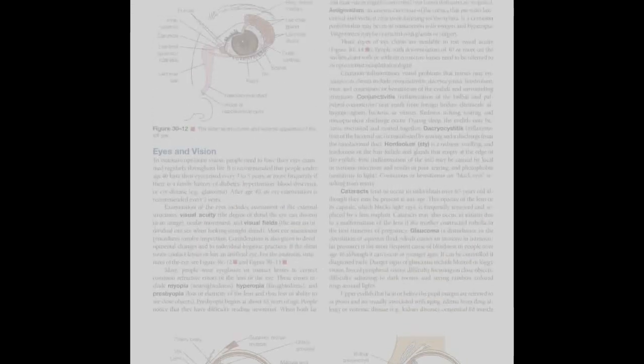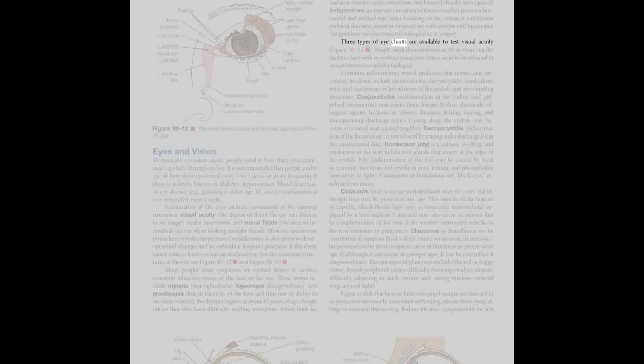Far and near vision require correction, with two lenses, bifocals, required. Astigmatism, an uneven curvature of the cornea that prevents horizontal and vertical rays from focusing on the retina, is a common problem that may occur in conjunction with myopia and hyperopia. Astigmatism may be corrected with glasses or surgery.